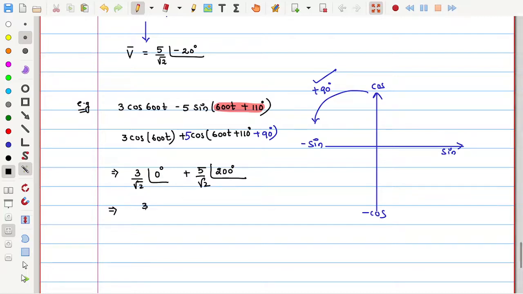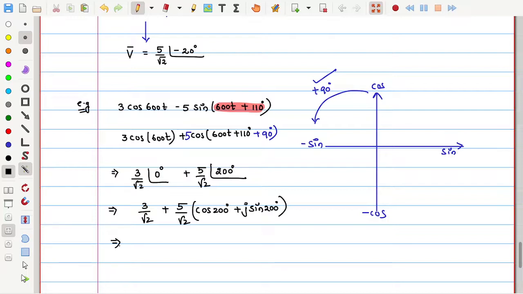So this becomes only 3 by root 2, whereas this becomes some value, so you cross-verify how much it is, like 5 by root 2 cos 200 plus j sine 200 degrees. See that your calculator is in degree mode. Now you add up the real parts and imaginary parts, then again simplify. Let us see how much you will get.